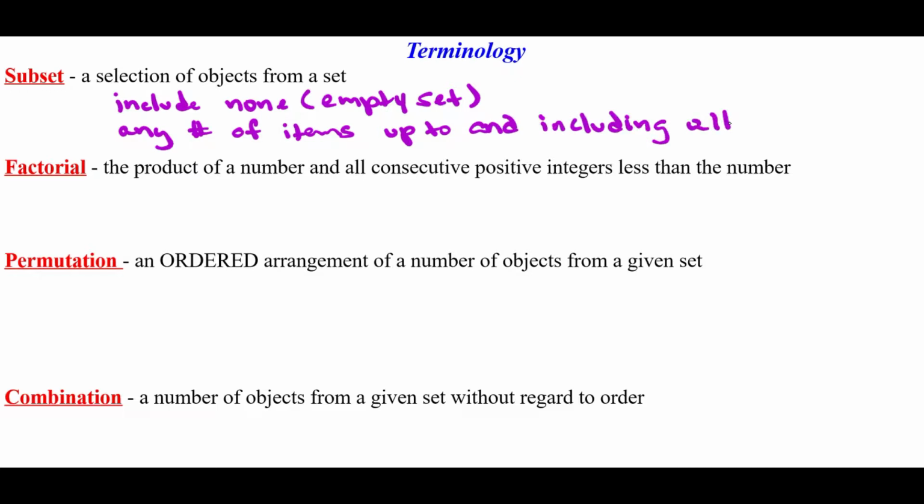So when we're talking about subsets, we could be talking about choosing none of them, 1, 2, 3, all the way up to and including choosing all of them.